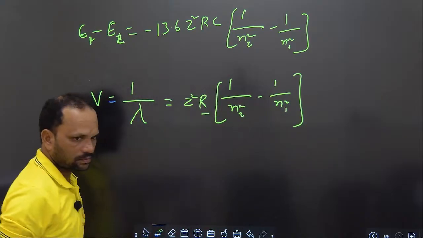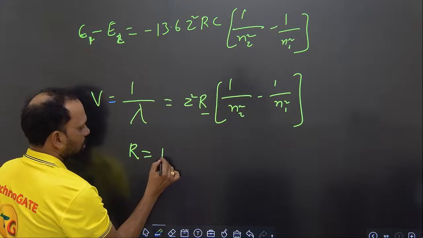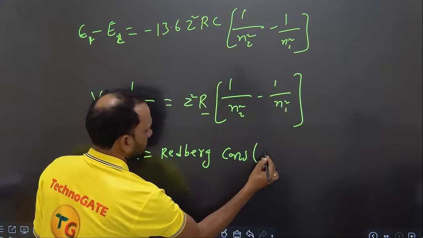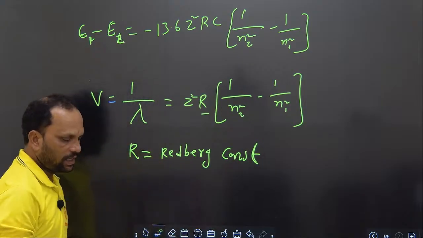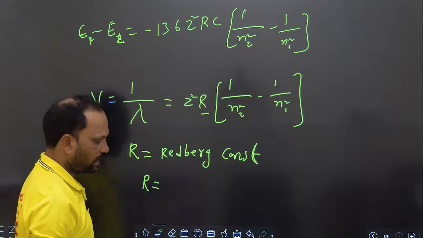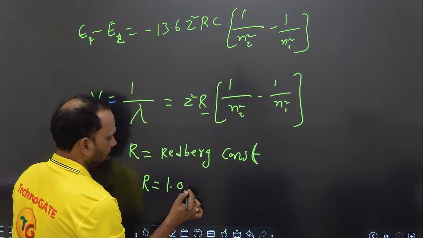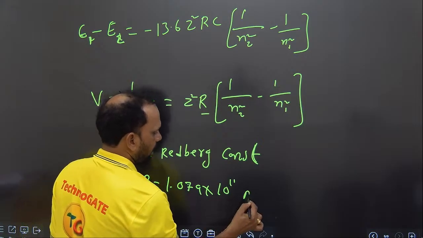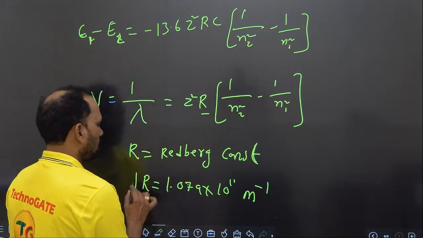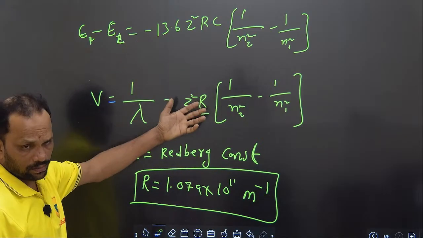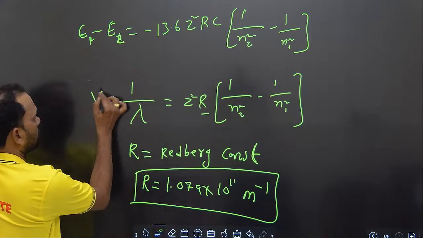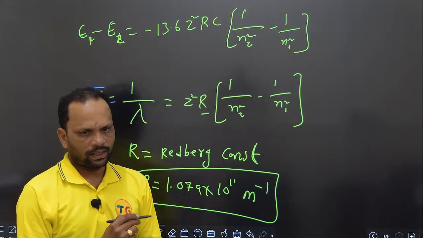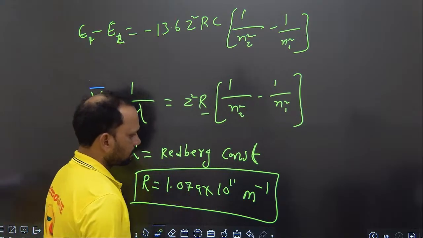What is R? R is the Rydberg constant. The Rydberg constant value is approximately 1.09 into 10 power 7 meter power minus 1. After simplifying, we get the wave number: 1 by lambda is equal to Z square R into 1 by n2 square minus 1 by n1 square. Right?